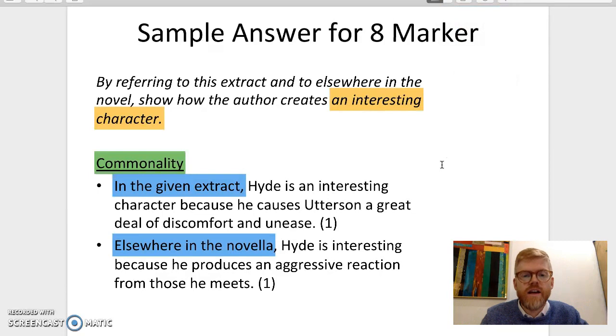Hyde is an interesting character because he causes Utterson a great deal of discomfort and unease. And notice also that I've actually used that phrase, an interesting character, that is in the question because I want to be sure that I'm focused on the task. Elsewhere in the novella, Hyde is interesting, there's that key word again, because he produces an aggressive reaction from those he meets. So there's my 2 marks for the commonality.